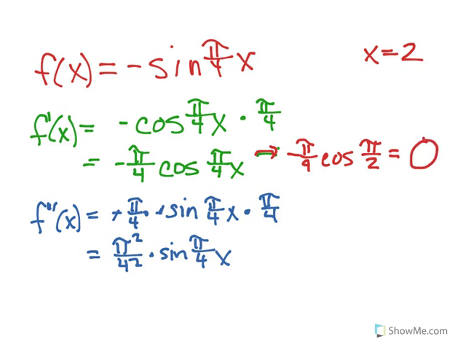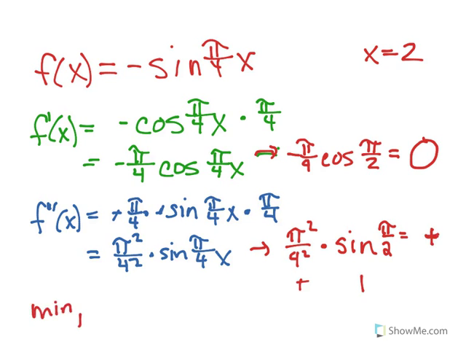So now I'm just going to check the sign of the second derivative. I'm going to fill it in. So it's going to be pi squared over 4 squared times the sine of pi over 2. Well, the sine of 90 is 1. And 1 times whatever number this is always going to be positive, so it's also going to be positive. So this is a min, and the reasoning is that f prime of x equals 0, and f double prime of x is positive.